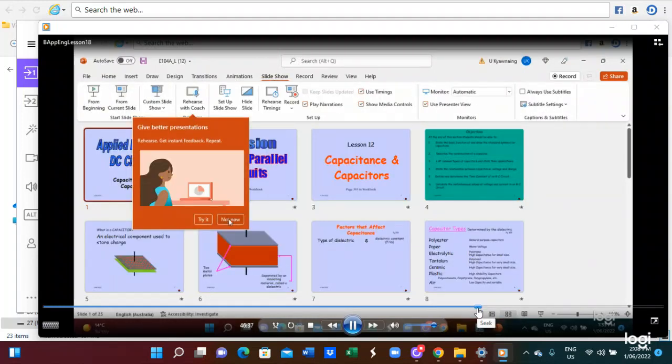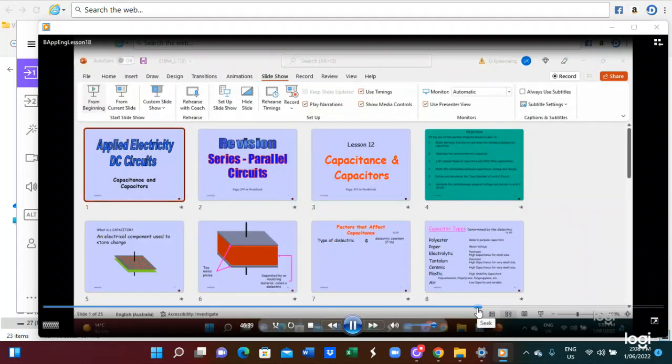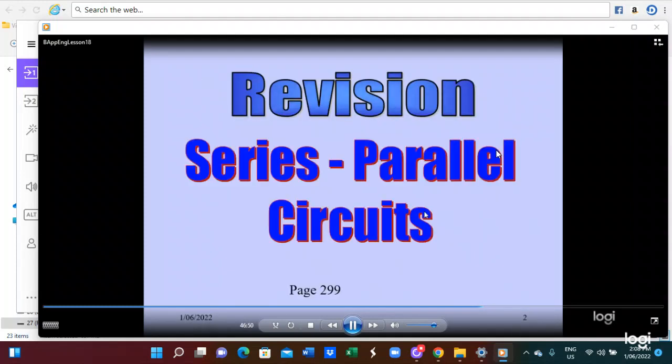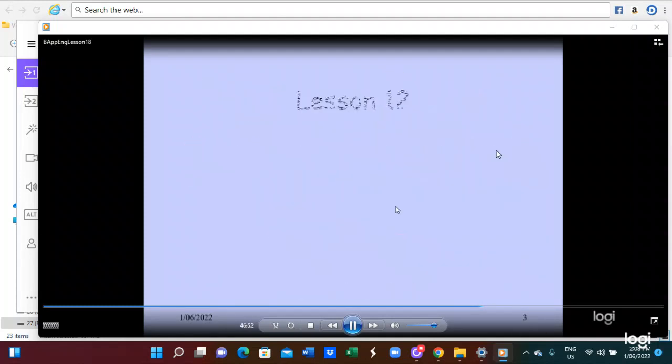Supply electricity, DC circuit. So capacitor and capacitors. You have to revise the DC circuit. Lesson 12, the capacitor and capacitance.